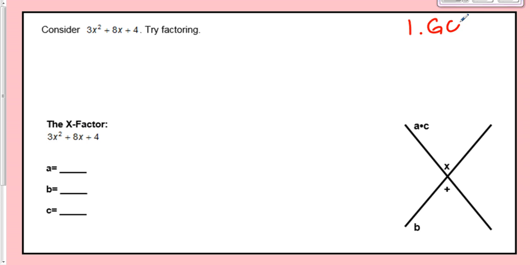Okay, do I have a greatest common factor? And the answer is no, right? 3, 8, and 4 have nothing in common. 2 would be grouping. Can I group it the way it is right now? Well, no, because there's only 3 terms. The third step is to try the x factor.